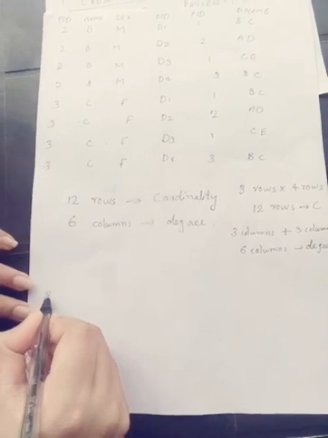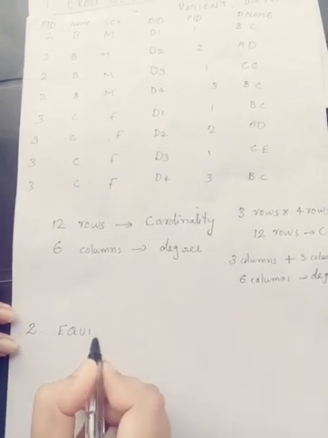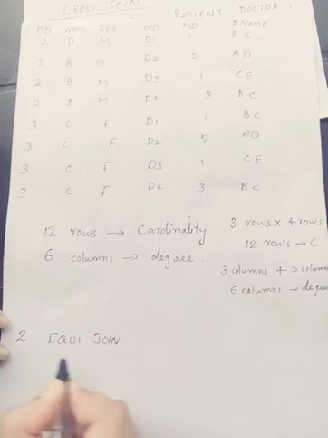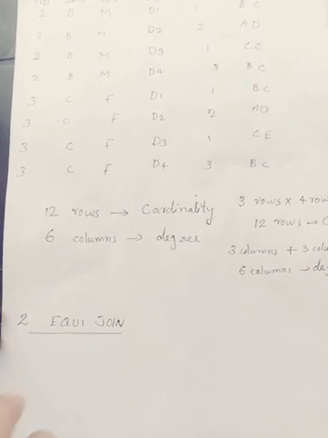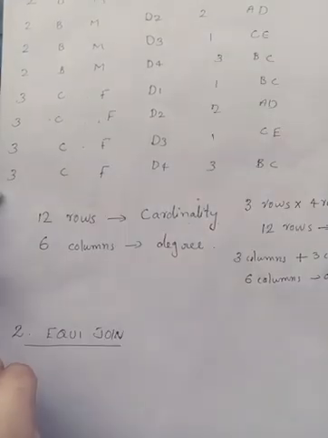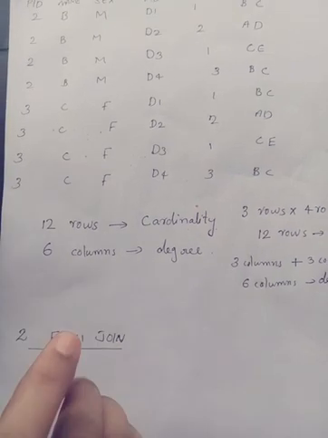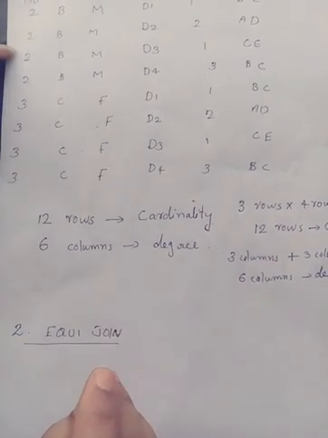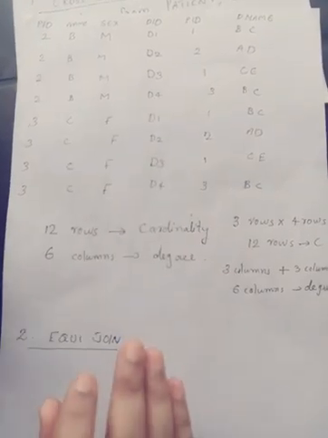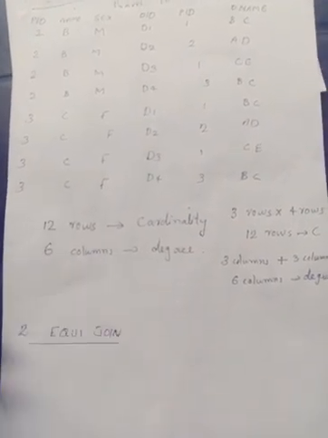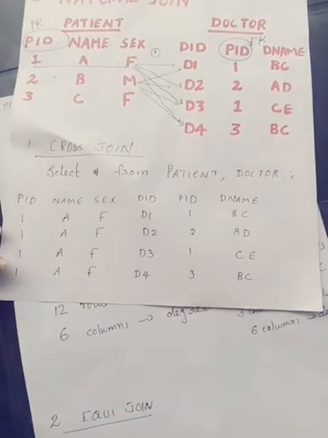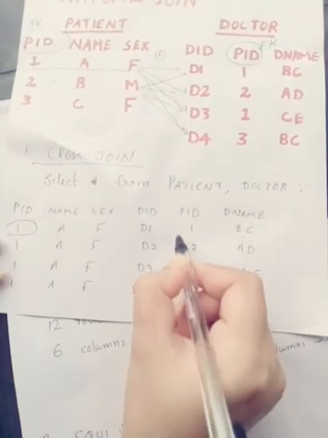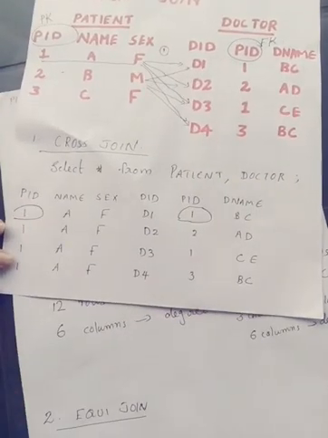Then the next one, equijoin. Equijoin means it is based on a condition. Condition means, in your cross join result, which rows have the same PID and PID. Both the PIDs are the same. Those rows are the result of equijoin. So here we can check in this cross join result. Here this one and this one are the same. So this should be a result of equijoin.